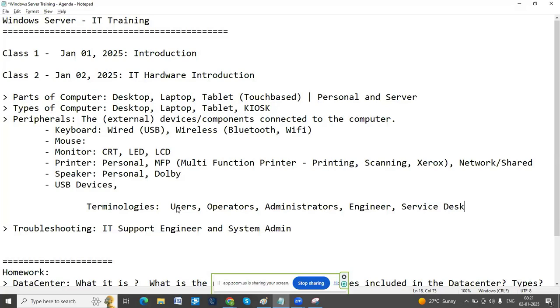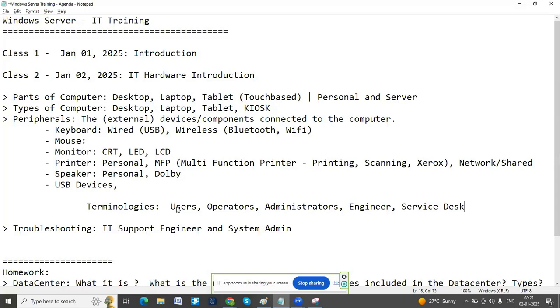Now coming to the operator. That's what I told you about when we enter a bank. The person who is working on a particular task and performing his own task. For example, I want to print a bill. I print the bill, but there I act like an operator. Generally I am a user, but there I'm performing a task as an operator.